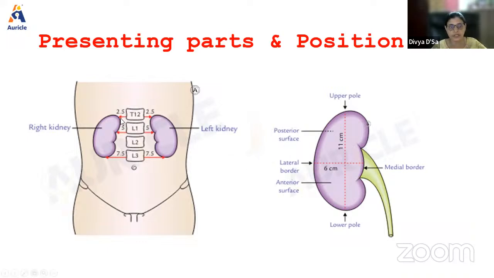The upper pole is about 2.5 centimeters from the vertebral column, the hilum about 5 centimeters, whereas the lower pole is about 7.5 centimeters. Each kidney has an upper pole, a lower pole, an anterior surface, a posterior surface behind, a lateral border, and a medial border. The medial border consists of the hilum, where structures enter and leave the kidney.